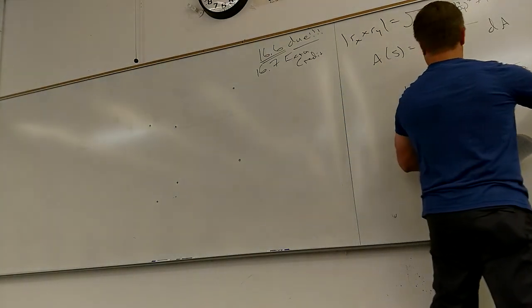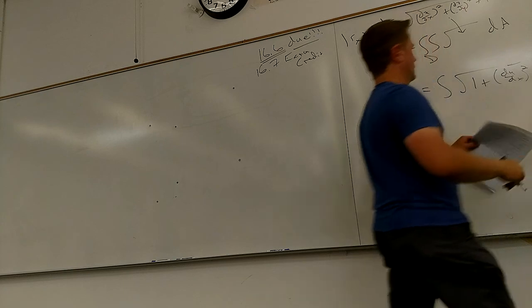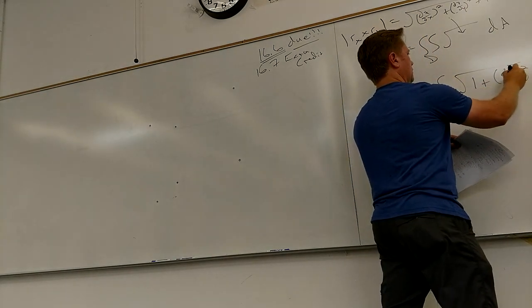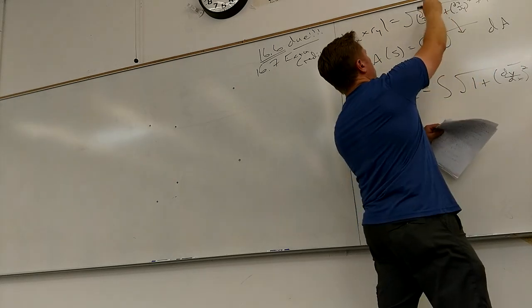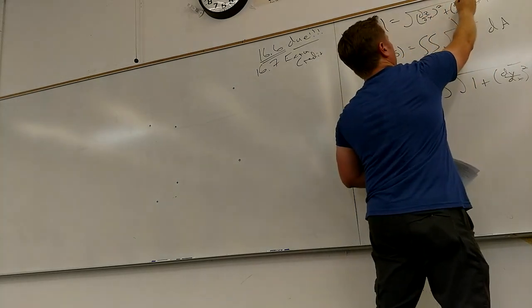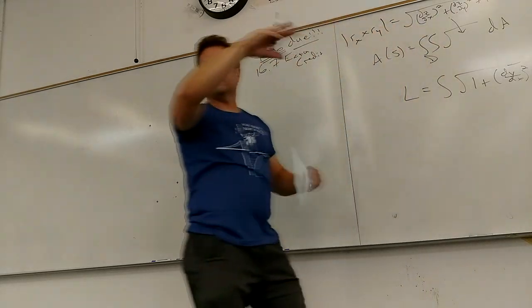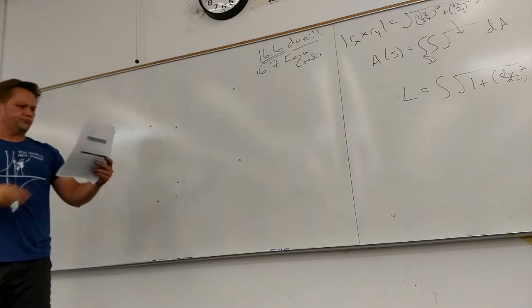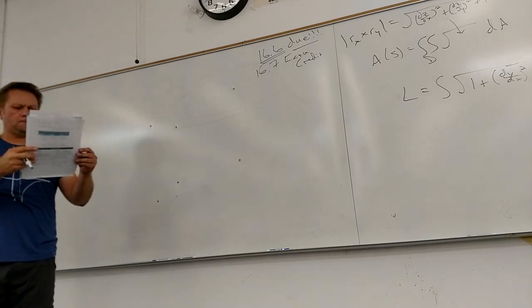Oh, it should be dx here, right? No, I meant dy? Oh, dz. dz, yeah. That was z equals f of xy. Yeah, partial.